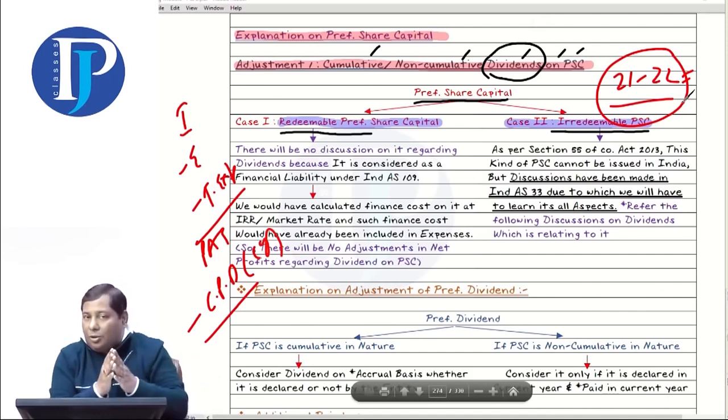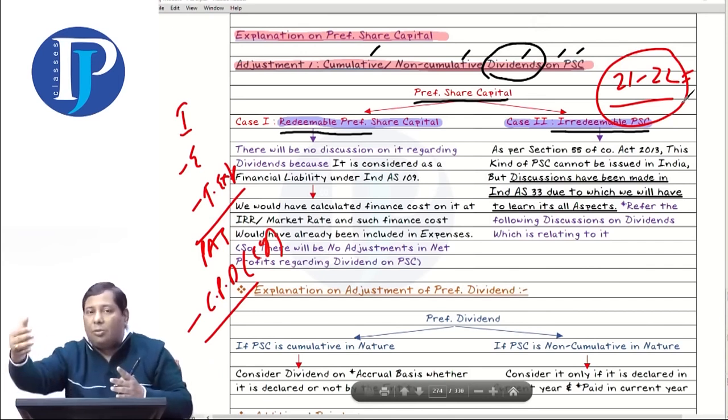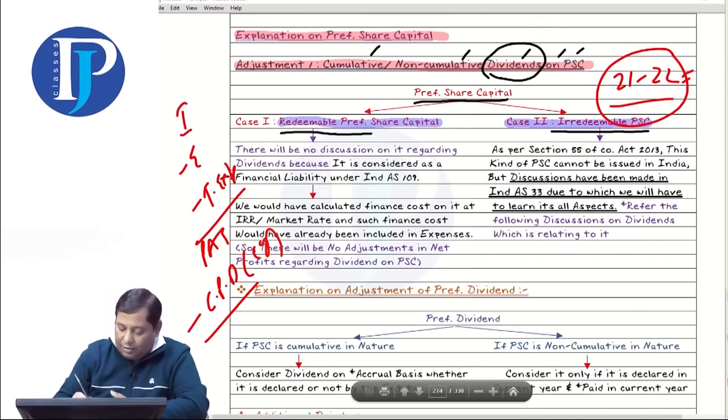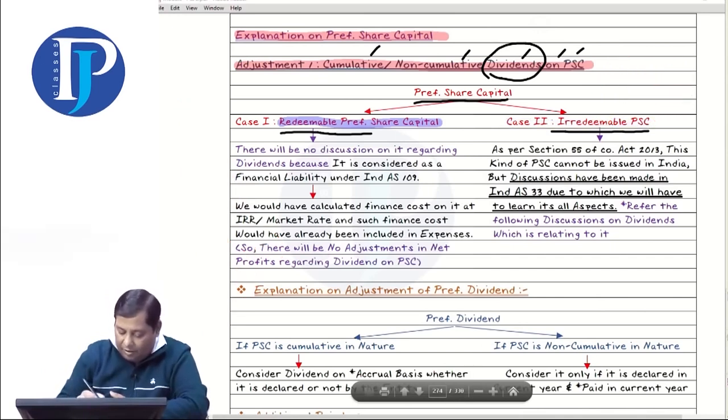Now students, the non-cumulative dividend will keep running on a cash basis. If you pay, then deduct it, and vice versa. Understood? And the cumulative dividend will keep running on an accrual basis. I told you to note all these things. Let me check this.